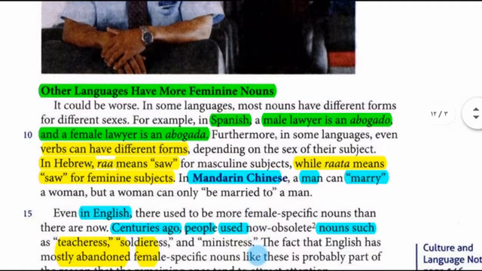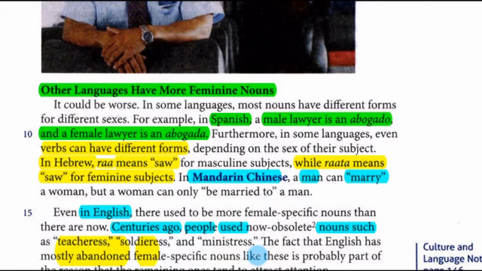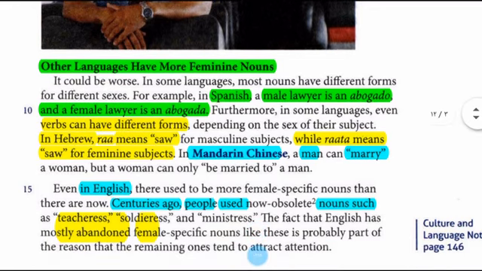Other languages have more feminine nouns. Not only in English do we have feminine nouns, but we also have them in our Arabic language, our native language. Also in Spanish, for example, male lawyer is abogado, while female lawyer is abogada. Also in Hebrew, the verb is different when we talk about female. For example, ra'ata for female, and ra'a when we talk about male.